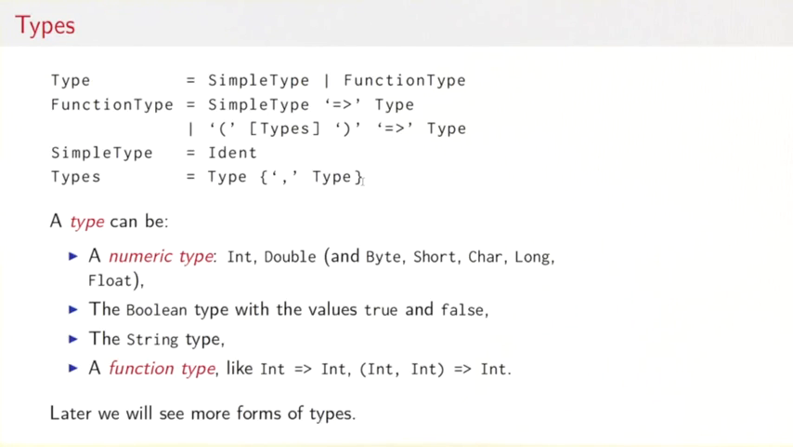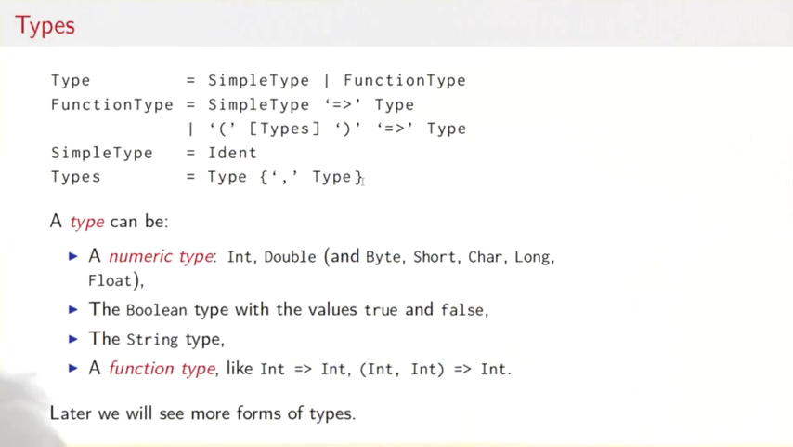Let's start with types. We've seen two forms of types, so we would have a bar here. A type in our language is a simple type or a function type. A simple type so far is just an identifier. And a function type always contains an arrow, and on the left-hand side of the arrow could be either a simple type or a set of types in parentheses.